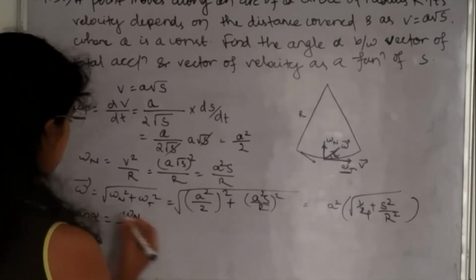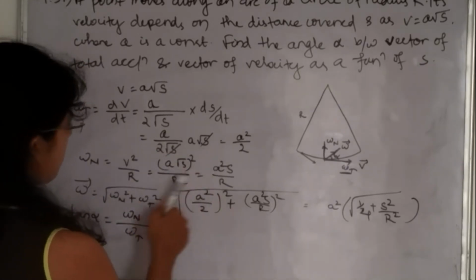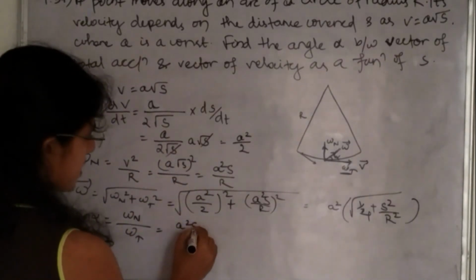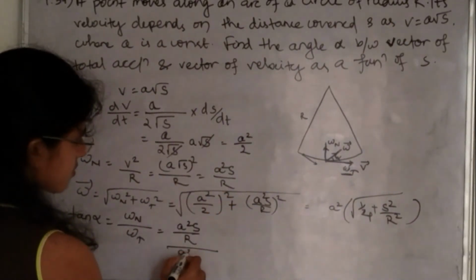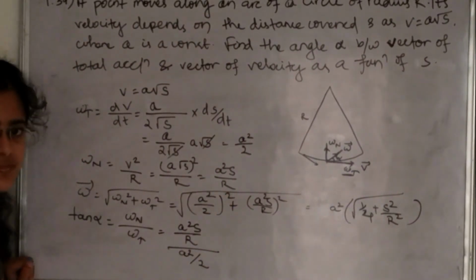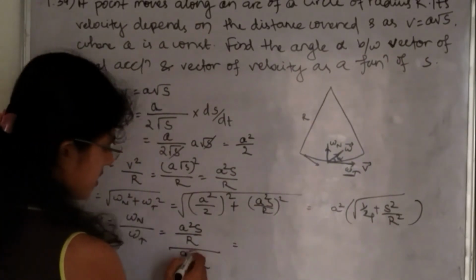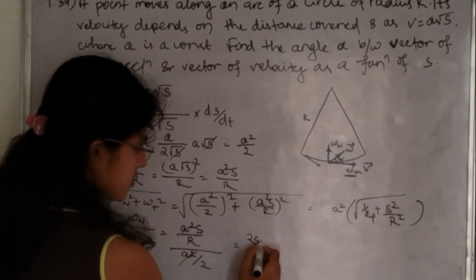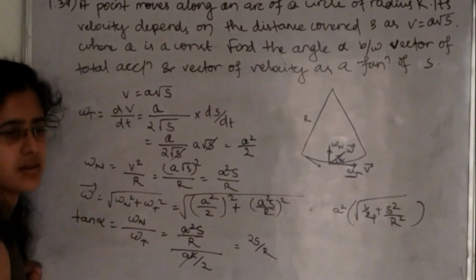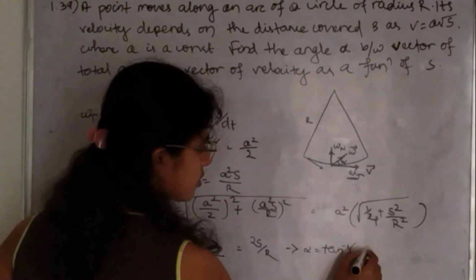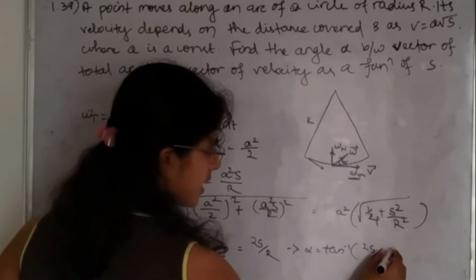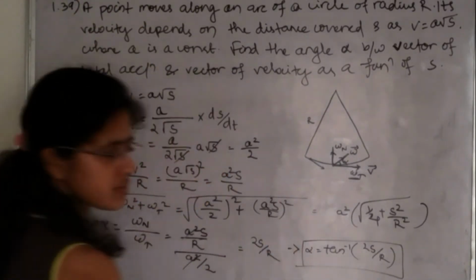Okay? So this will be how much? Normal acceleration is a square s divided by r. Tangential acceleration is a square divided by 2. So a square cancels out. This will be 2s divided by r. So alpha will be how much? Tan inverse of 2s divided by r.